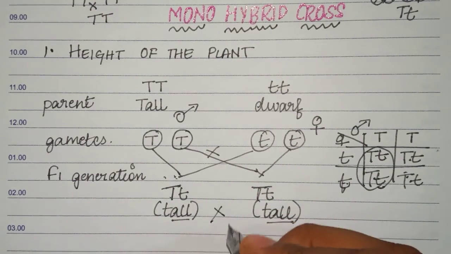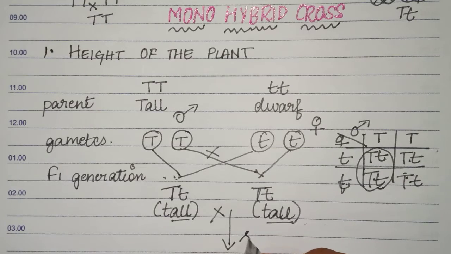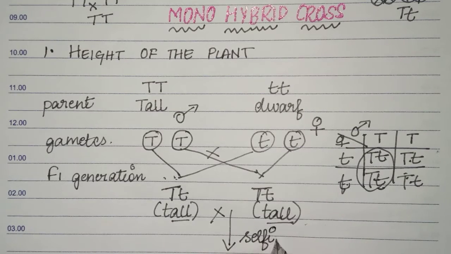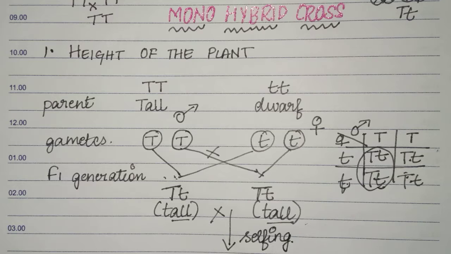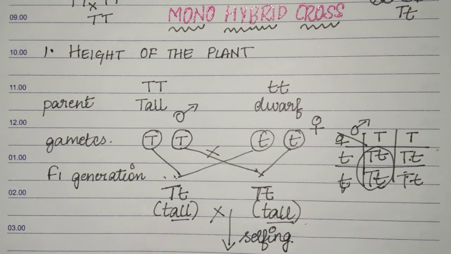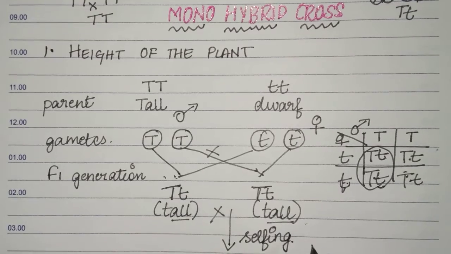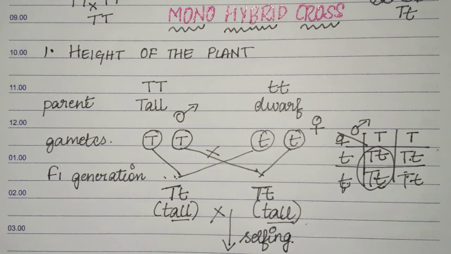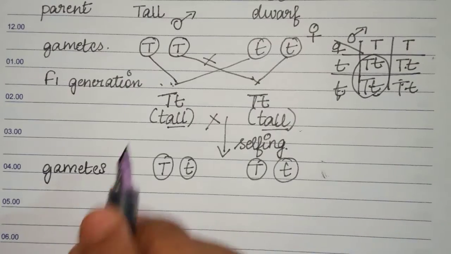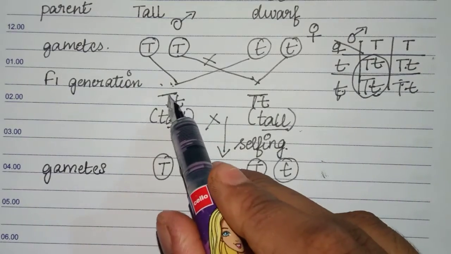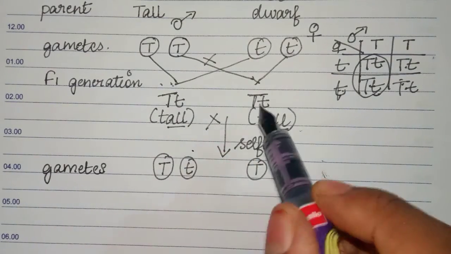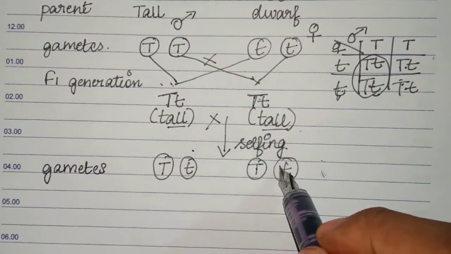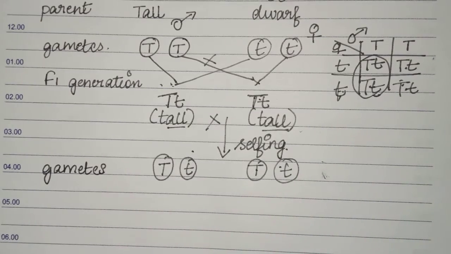Now when I'm crossing this F1 generation, which you can write as selfing, you will again get the gametes. Firstly, you need to get gametes, right, when you're doing selfing or self-pollinating. So let me show the gametes now. I took the gametes of this one: small t has one, capital T has one, and again small t has one. So I got the gametes now.